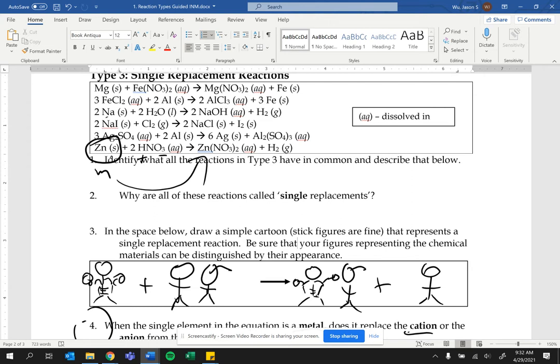Or for example, in this equation right here, the single is a non-metal. And what it does is it replaces I, which is negative, sodium's positive, it replaces the anion. So you just have to see that what's getting replaced makes sense depending on whether or not it's positive or negative. Here, Cl is a non-metal, it's going to form an anion, so it bumps out the anion.